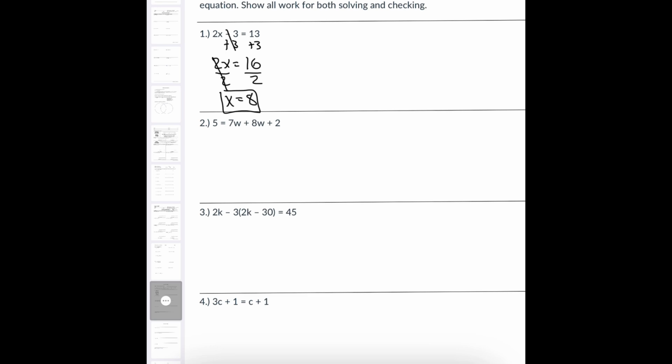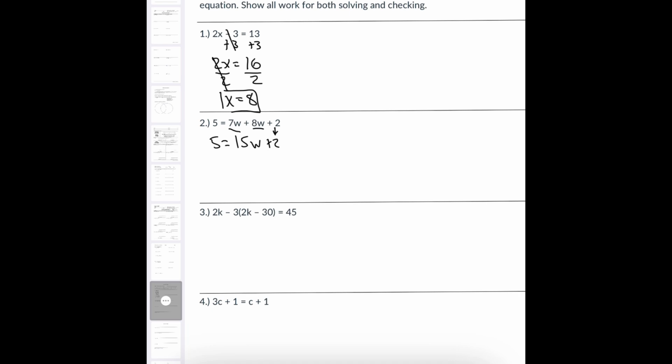On number 2, we have 5 equals 7w plus 8w plus 2. The first thing I see is that I have some like terms, 7w and 8w, that I can combine. So I'm going to combine those two. 7w plus 8w is 15w. And then we will bring down this plus 2. And on the other side, we have equals 5.